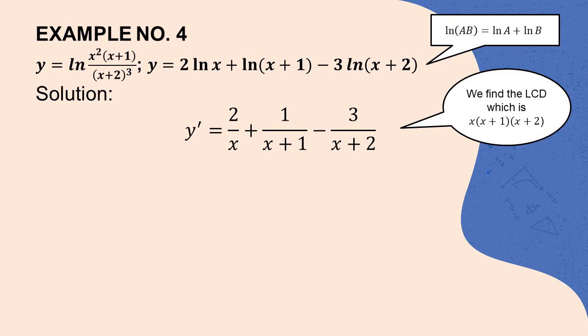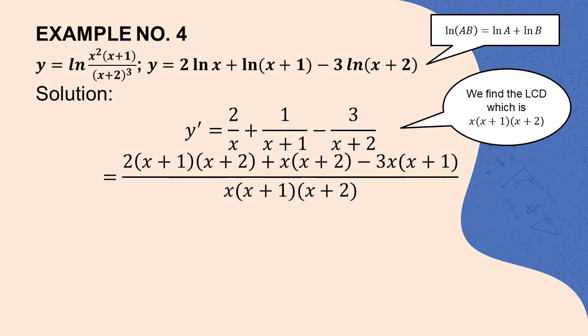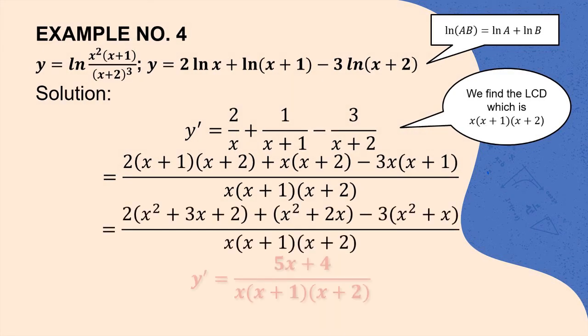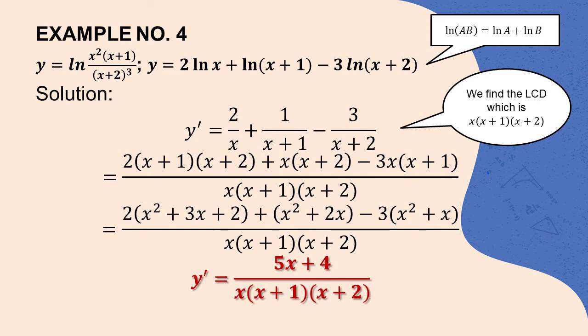First, we find the LCD, which is x times x plus 1 times x plus 2. So we have now 2 times quantity x plus 1 times quantity x plus 2, plus x times quantity x plus 2, minus 3x times quantity x plus 1, all over x times the quantity x plus 1 times the quantity x plus 2. So we expand the equation by distribution, then we obtain the final answer of 5x plus 4 all over x times quantity x plus 1 times x plus 2.